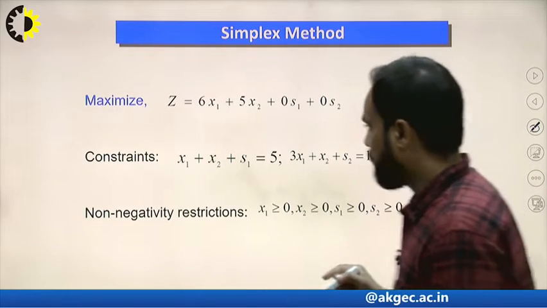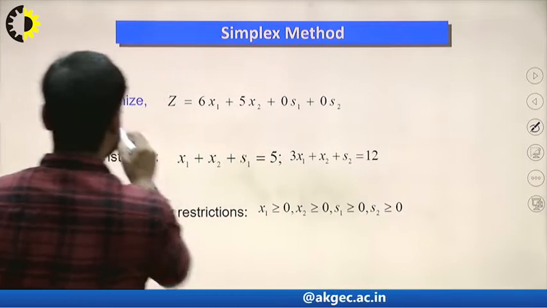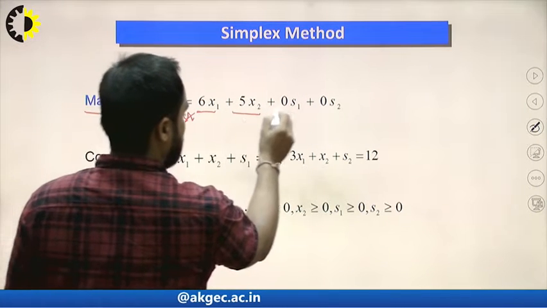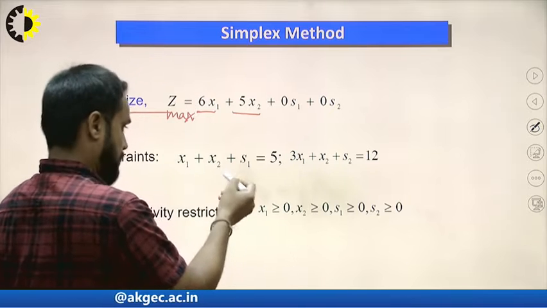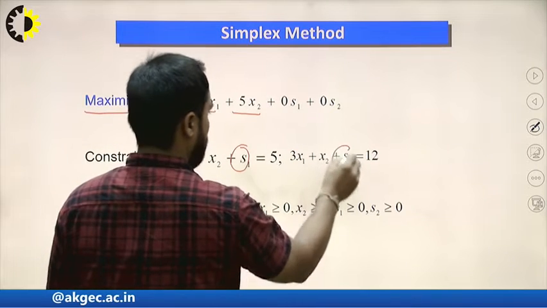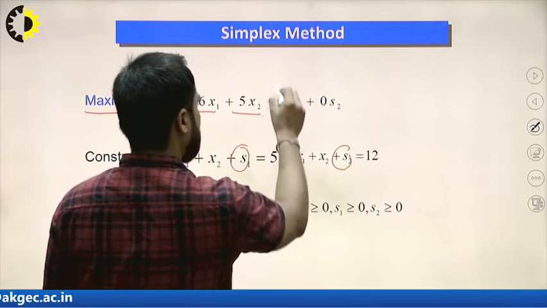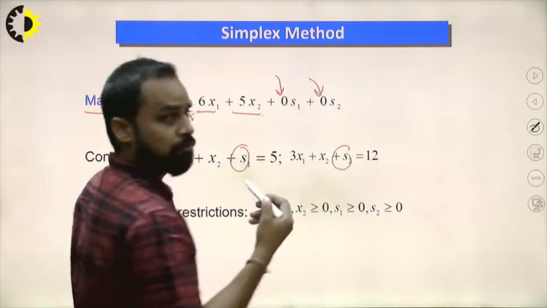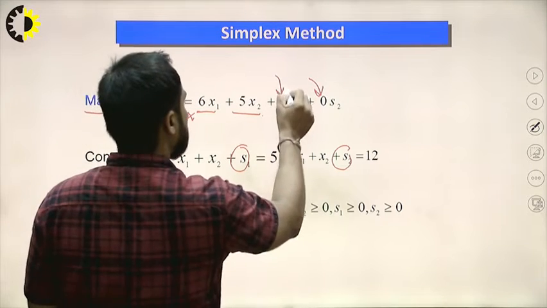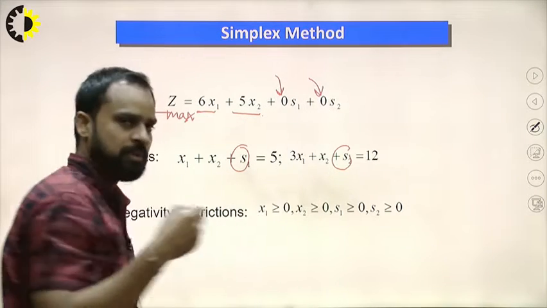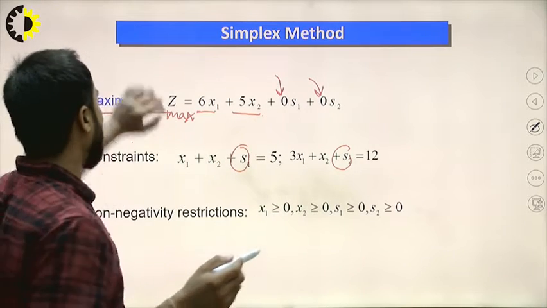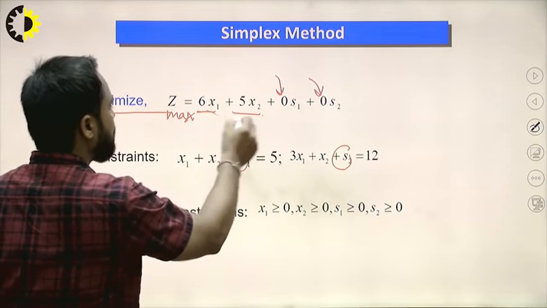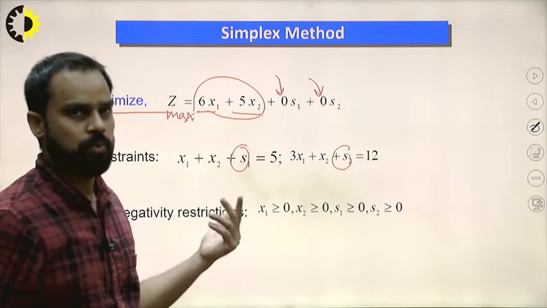So here we convert the objective function of maximization type, that is 6x1 plus 5x2. Because there are two slack variables s1 and s2, and they are not contributing to the objective function, but we have to show them in the objective function because the number of variables becomes 4 now. So 0 is there, the coefficient 0 representing that the slack variable does not have any impact on the objective function. The value of the objective function remains 6x1 plus 5x2.